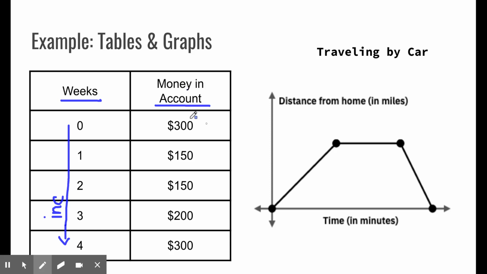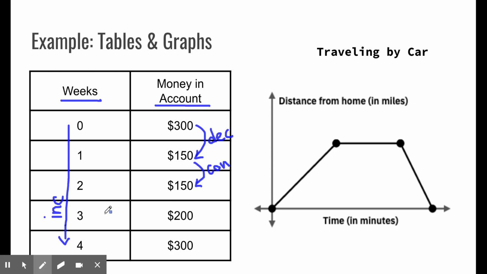How about the money in the account? So it starts off at $300 at 0 weeks, and then after 1 week, it goes to $150. So that's going down in value. So we would say that that's decreasing. Continuing on from week 1 to week 2, we can see that it's $150 and then it's $150. It didn't change. It did not go up or down. It stayed exactly the same. So that means it's constant.